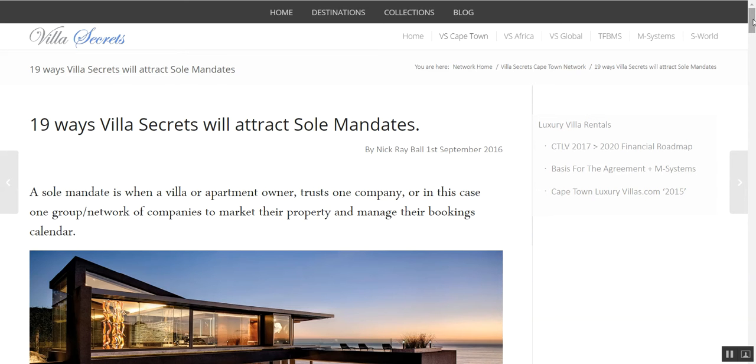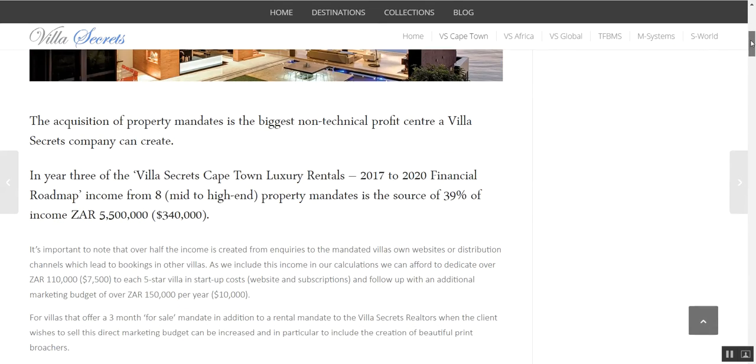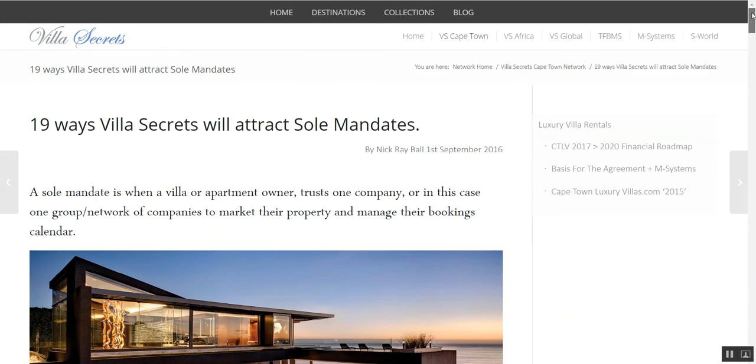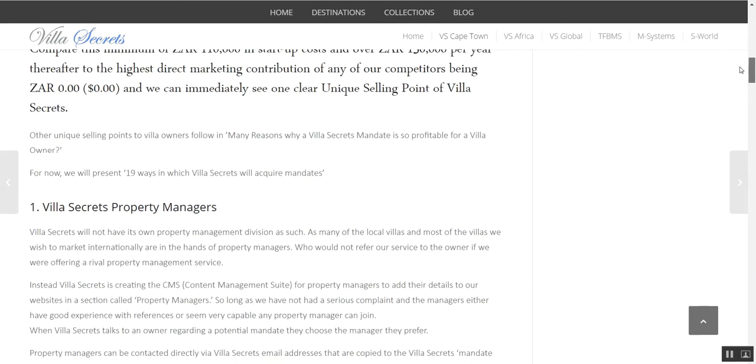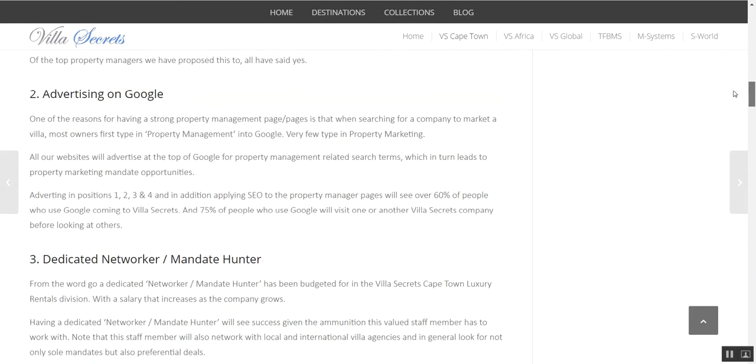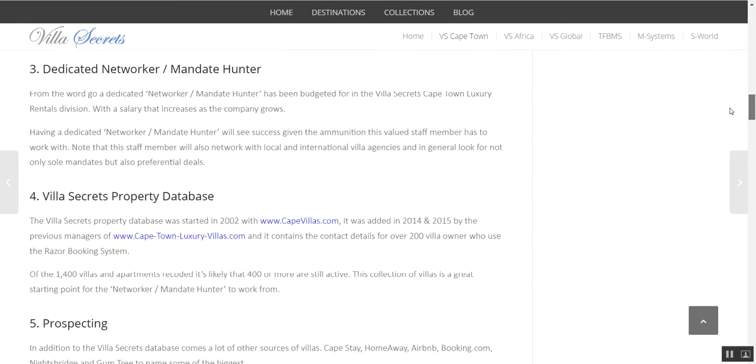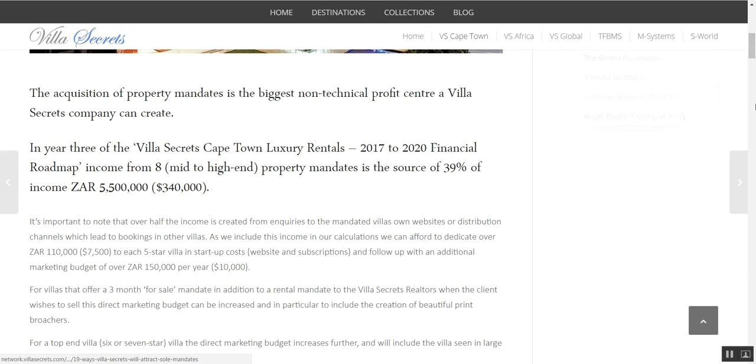And besides that, we've got 19, actually this is a bit out of date, there's now 23 different ways Villa Secrets will attract sell mandates. And we go from working with the property managers, advertising on Google, yeah, here it is, you can read it yourself.